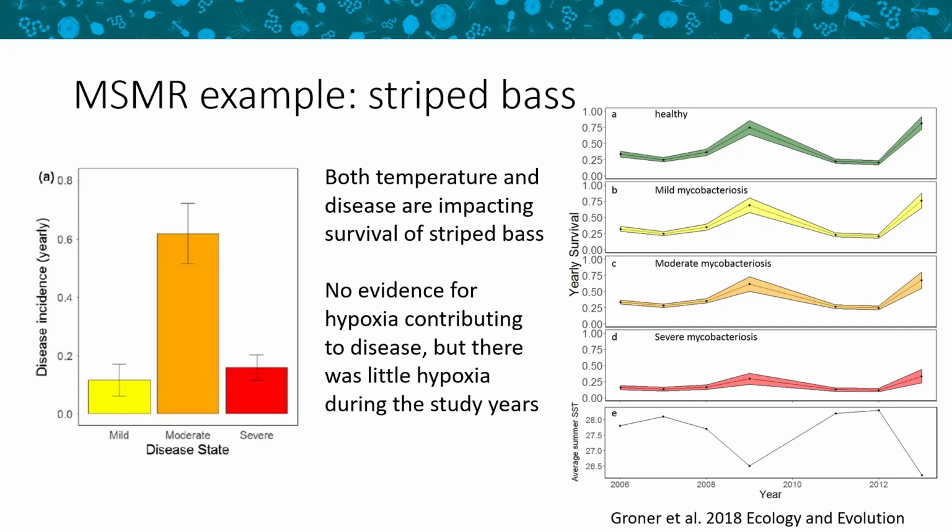And then below is this average summer sea surface temperature. And you can see that the years where you have really high sea surface temperatures, the survival is very low, almost zero for severely infected fish, but it's still fairly low for healthy fish as well. So it's not just the disease that is killing these fish. They're really living above their thermal threshold.